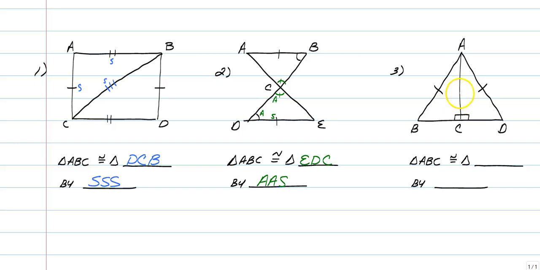And for the last one, very similar to the first one, that side is shared in 2 triangles by the reflexive property. We have a right angle, side, side pattern, so this does work by HL. And ABC should have matched up with ADC, and then that would be correct. Okay? So that's how you prove triangles congruent. And you're going to be using those in the very near future with different types of proofs.